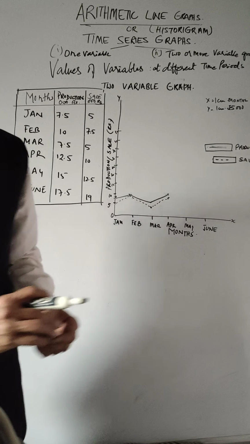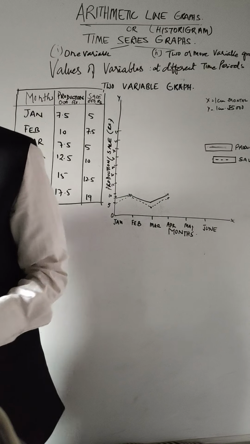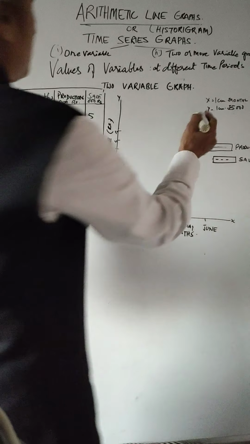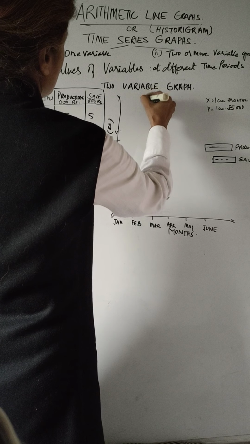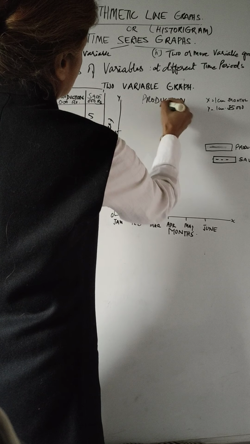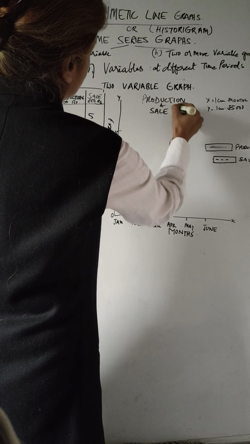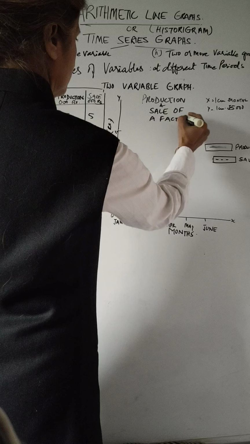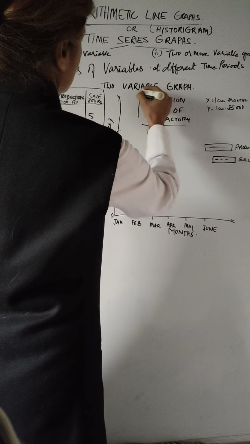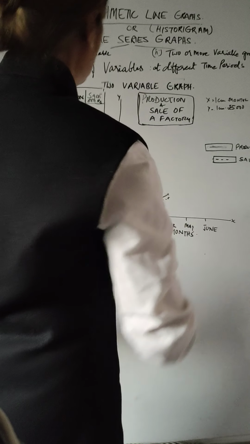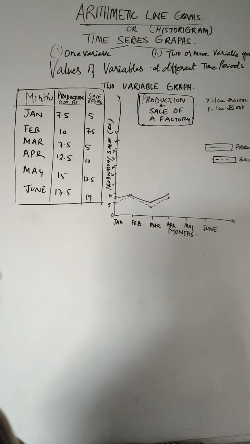And an important thing is, what is lacking now? I'm sure you can point out what I have not written. The title, production and sale of a factory. You have to give the title to the graph, and that's how it will go.